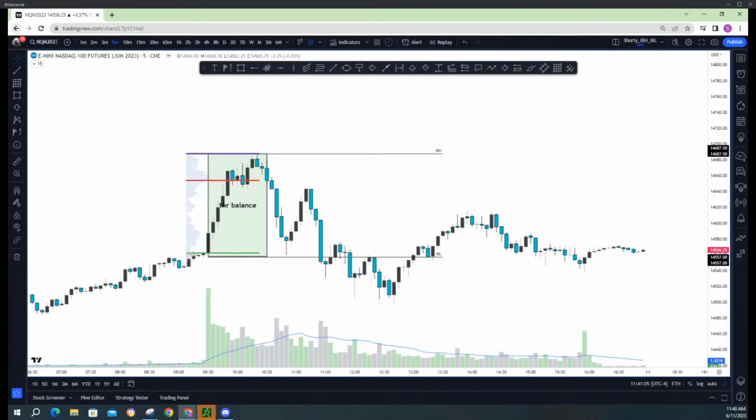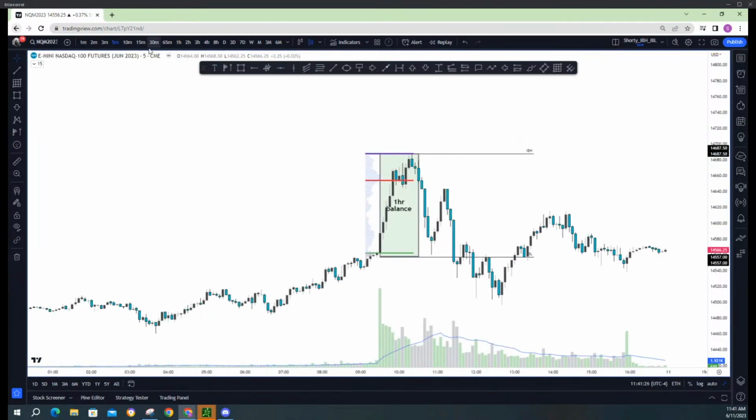I'd say no. Repeat the question again. Yeah, please. Is there a relationship between current session initial balance and prior day value area? Think before you answer. Yes. Okay. Who wants to take a stab at that?